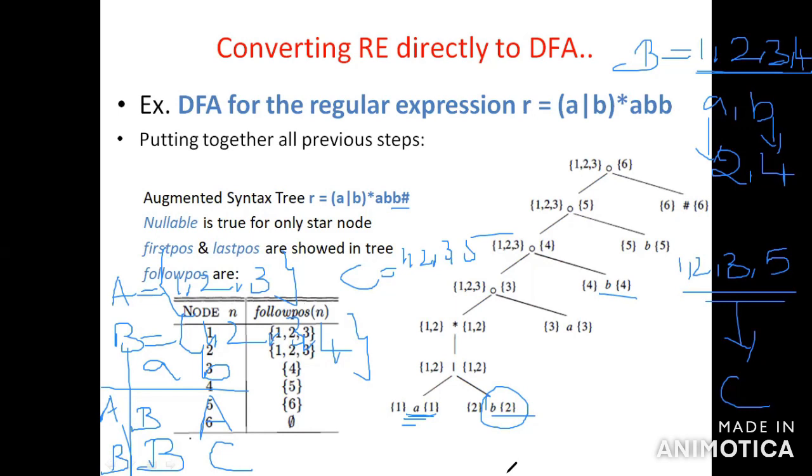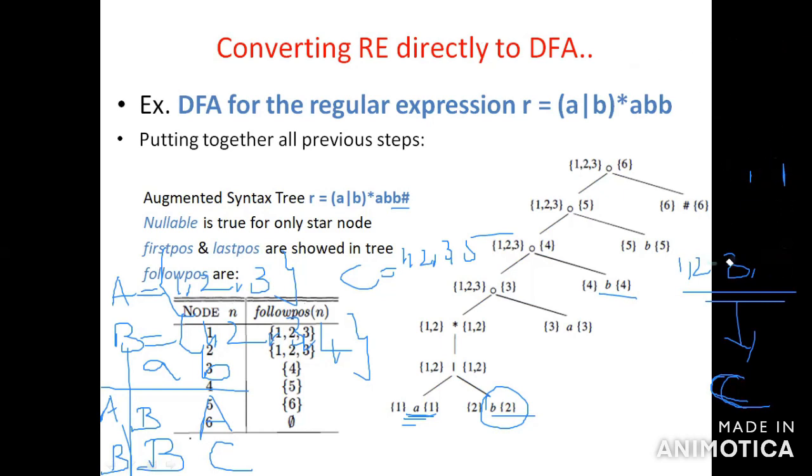Okay. Now for another state, you create a new state, C. Then you can calculate the states of C for the input symbols A and B. How to calculate? Again, you have to follow the same procedure.